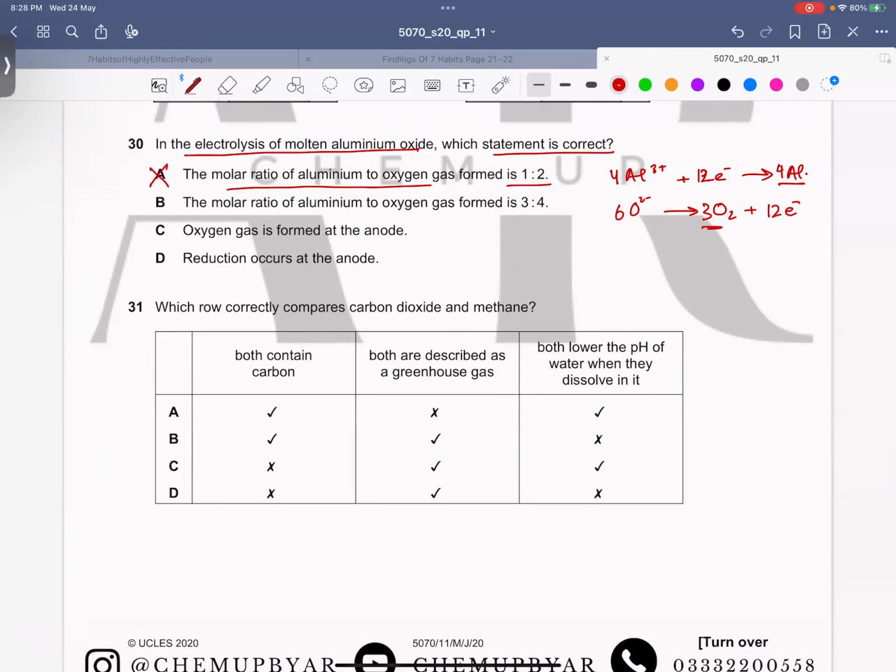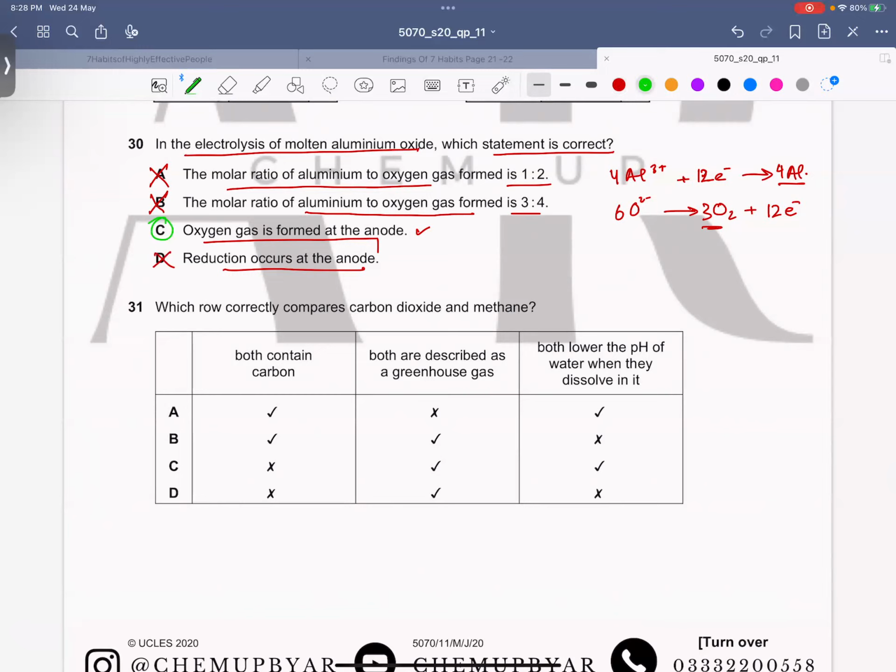So A goes wrong. Is this clear to everyone? Yes, sir. The molar ratio of aluminium to oxygen is 4:3. Oxygen gas is formed at the anode. Reduction occurs at the anode? No, at the anode, oxide ions lose their electrons and oxidation occurs. So C is your correct answer.